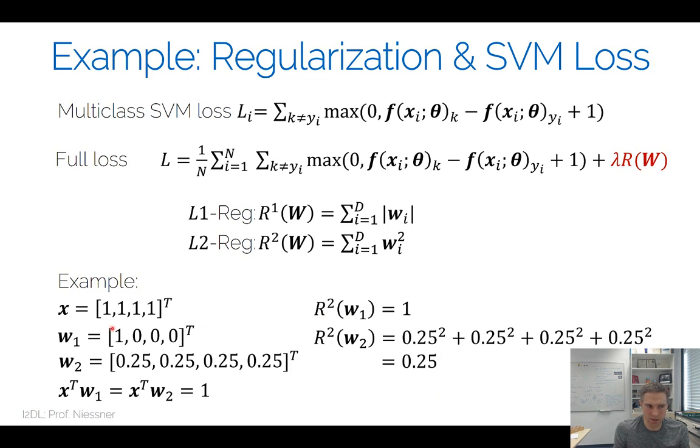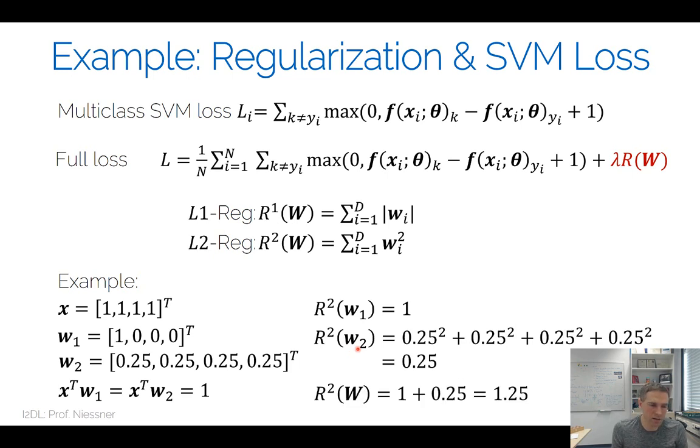So this one here is higher because this is 1 squared. Sorry. No, it's all good. It's 1 squared plus 0 squared plus 0 squared plus 0 squared, which is 1. And this one here is 0.25 squared plus 0.25 squared plus 0.25 squared plus 0.25 squared. This is 0.25. Now I got it right. So the loss of the first one is significantly higher with this regularizer, because this L2 regularizer wants to make sure it distributes the weights equally.